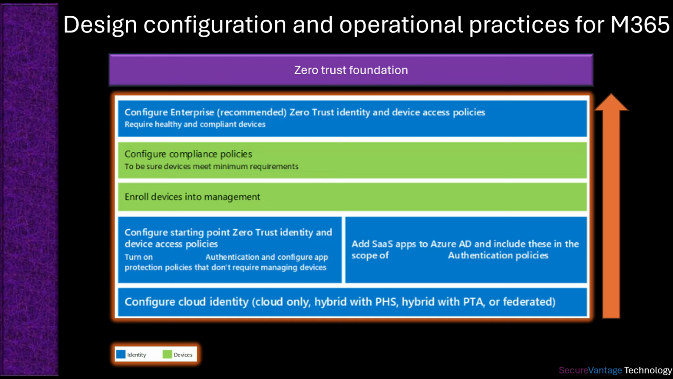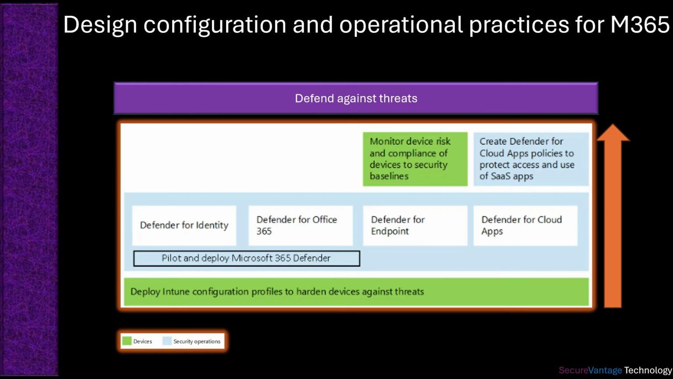So overall, by following this approach, you can establish a robust Zero Trust foundation in Microsoft 365 and ensure that every access request is thoroughly authenticated, devices are securely managed, and sensitive data is protected. This step-by-step process creates a security posture where trust is continuously verified, which minimizes the risk of breaches and unauthorized access. Now let's move to the next topic on how to defend against threats in Microsoft 365.